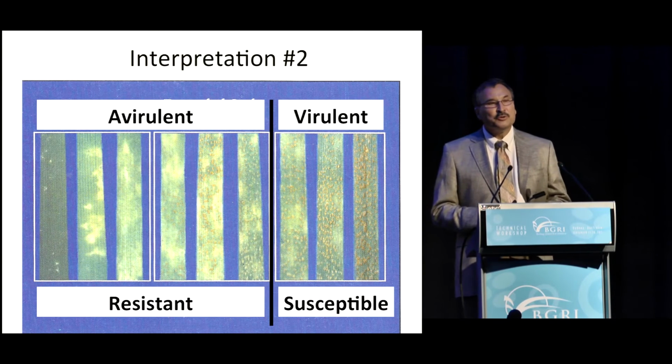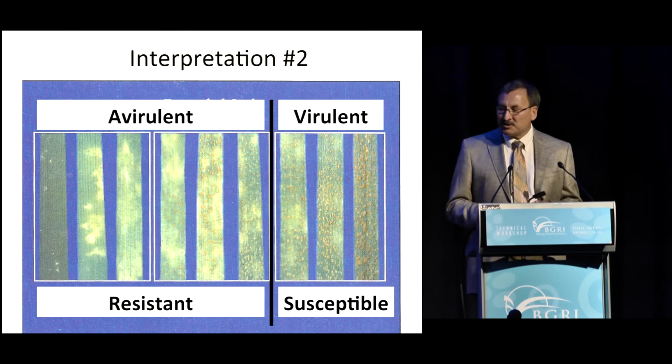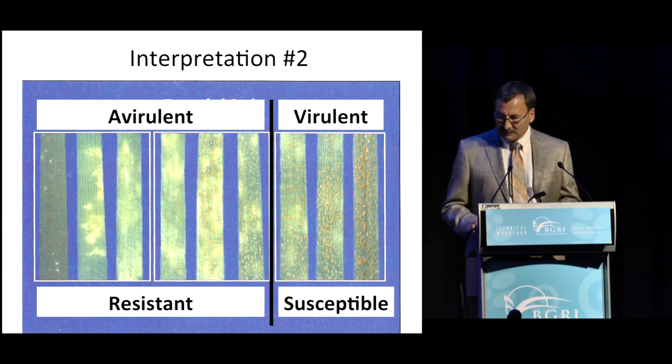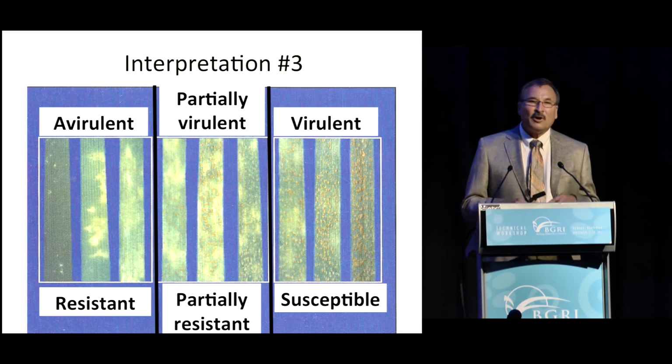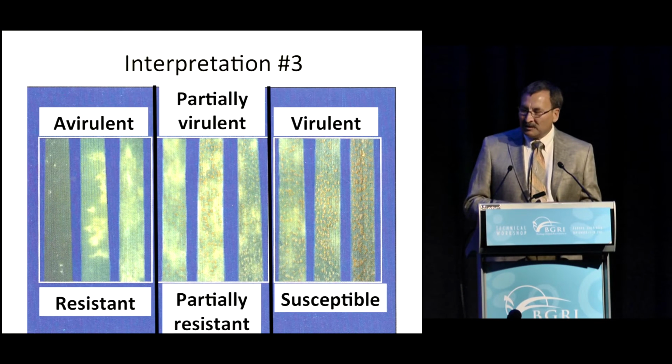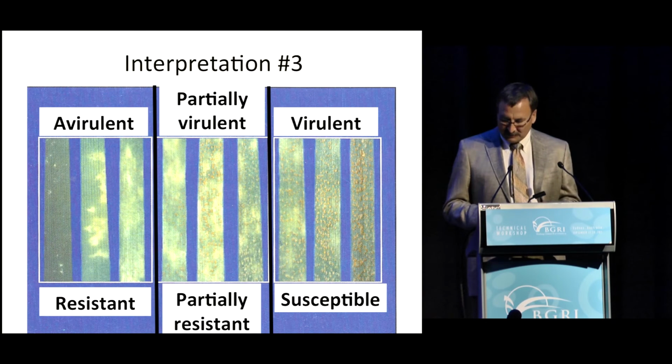Interpretation number 2 is similar to number 1, except 0 to 6 is avirulent, resistant, and 7 to 9 is virulent, susceptible. Interpretation number 3 follows the original basic scale and allows for a partially resistant, partially virulent category to be recognized.